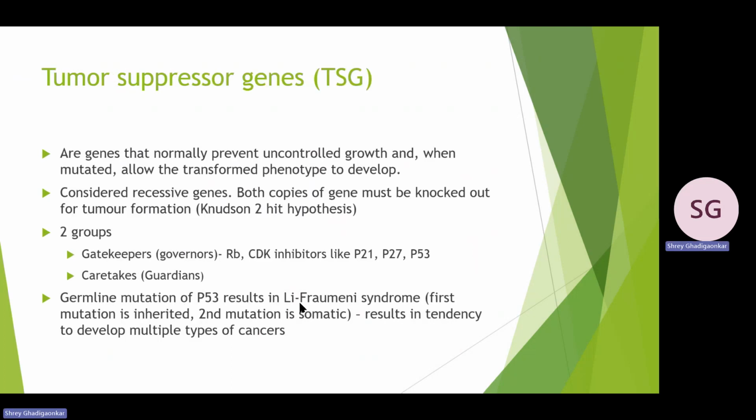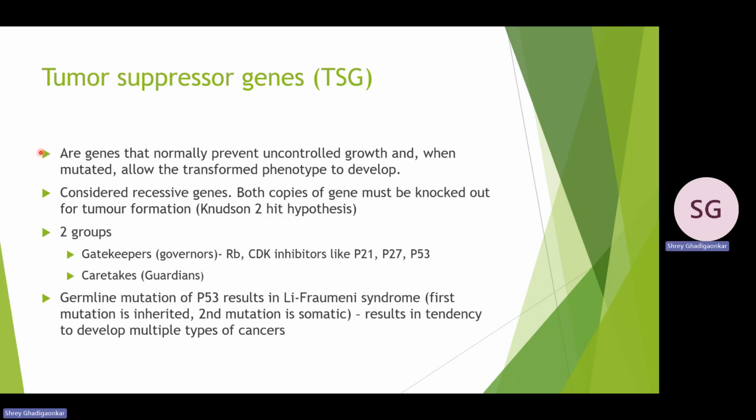The next one is tumor suppressor genes. These are genes that normally prevent uncontrolled growth, and when mutated, they allow the transformed phenotype to develop. These are known as recessive genes, because both copies of the gene must be knocked out for tumor formation.